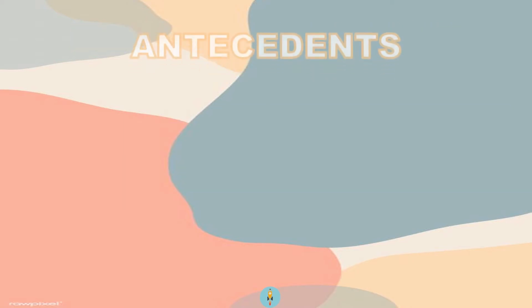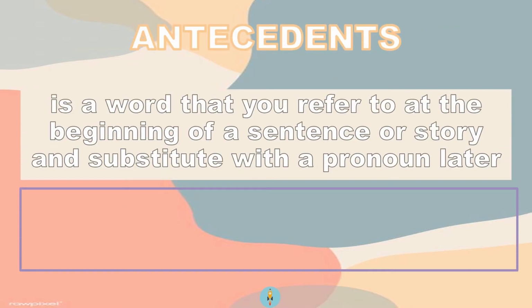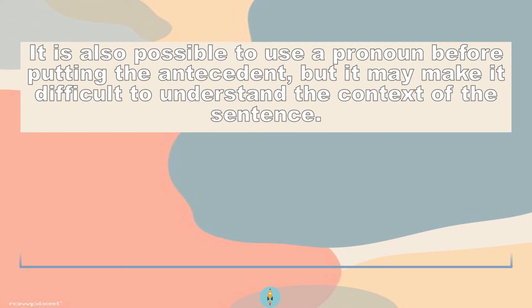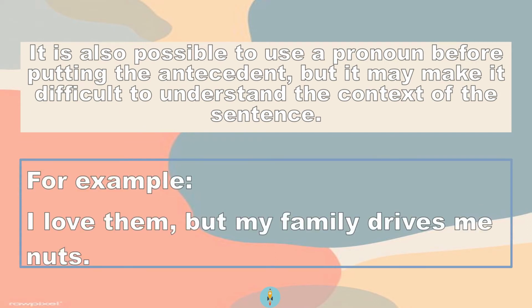An antecedent is a word that you refer to at the beginning of a sentence or story and substitute with a pronoun later. It is also possible to use a pronoun before putting the antecedent, but it may make it difficult to understand the context of the sentence.